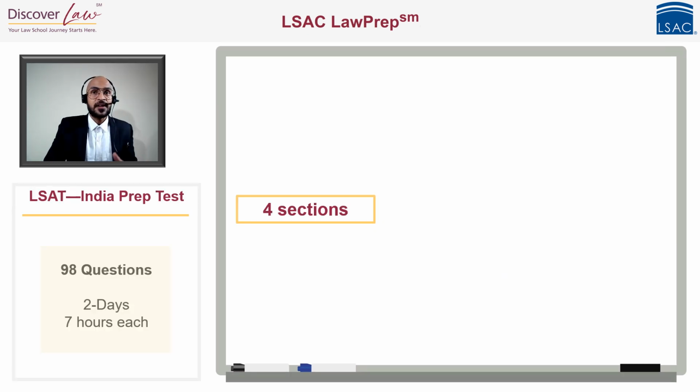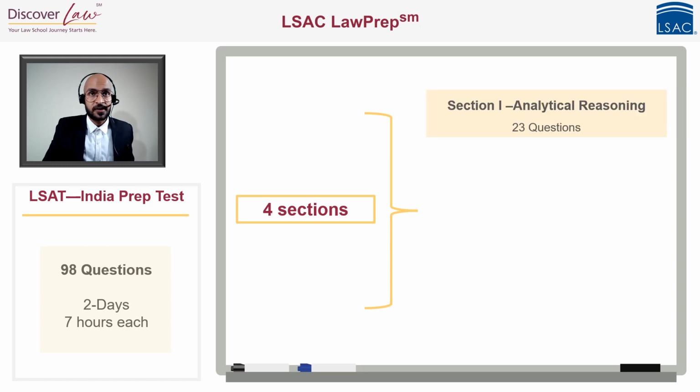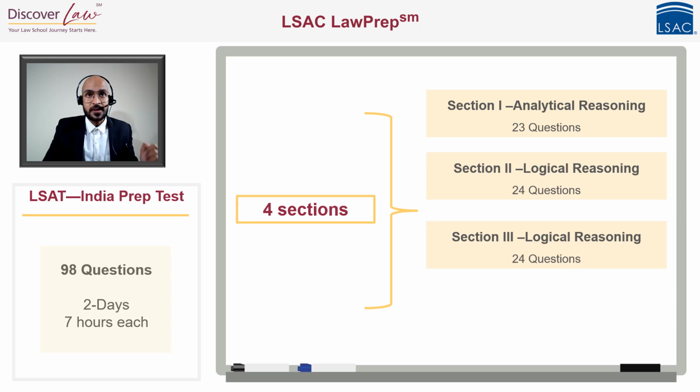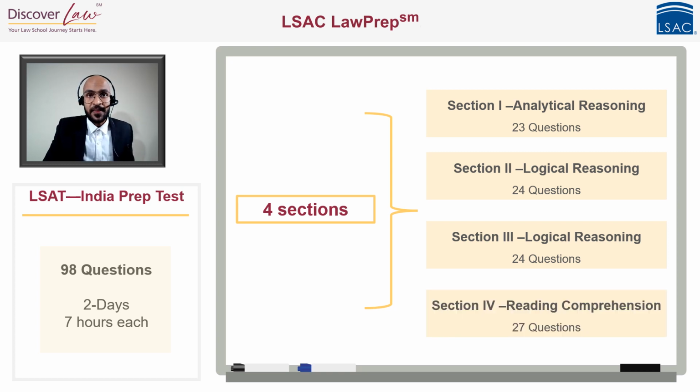Let me now familiarize you with the pattern of the LSAT India exam and particularly the pattern of the free official prep test. It consists of 4 sections. The first section is analytical reasoning, which has 23 questions. You have 2 sections, section 2 and section 3, on logical reasoning containing 24 questions each. And then you have a 4th section on reading comprehension that has 27 questions, making it a total of 98 questions in the official prep test.